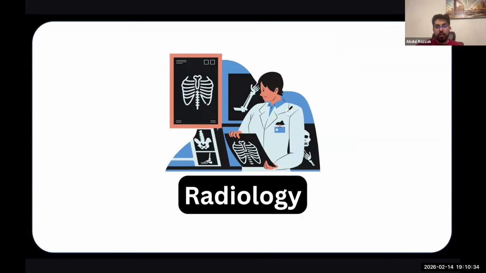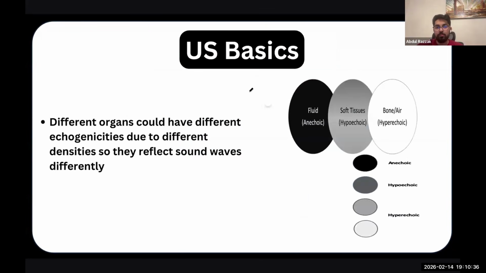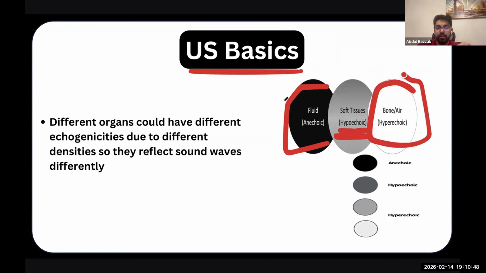Last part, radiology. Some ultrasound basics. A fluid appears anechoic. It is black. A soft tissue, like the liver, for example, is hypoechoic. It's kind of grayish in color. And bone or air are hyperechoic. They are very, very bright. Why so? Because these different organs have different densities and they reflect ultrasound waves at different rates. So they have different colors.